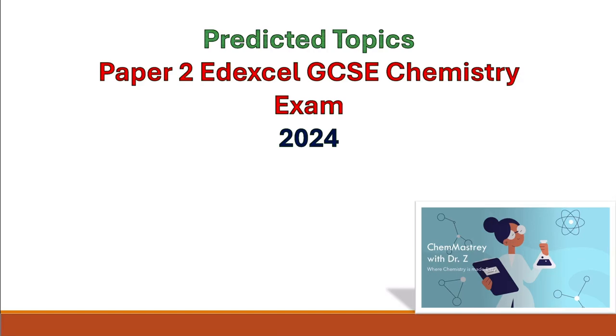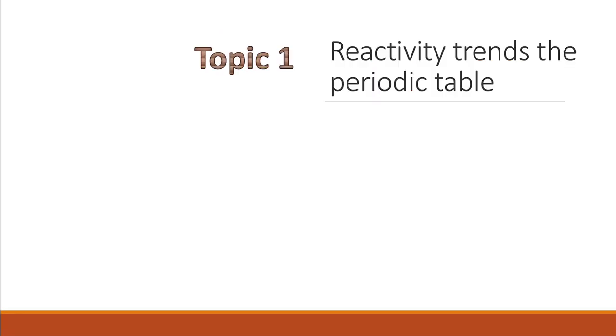Predicted topics for Paper 2, Edexcel GCSE Chemistry Exam 2024. Topic 1 is reactivity trends in the periodic table.